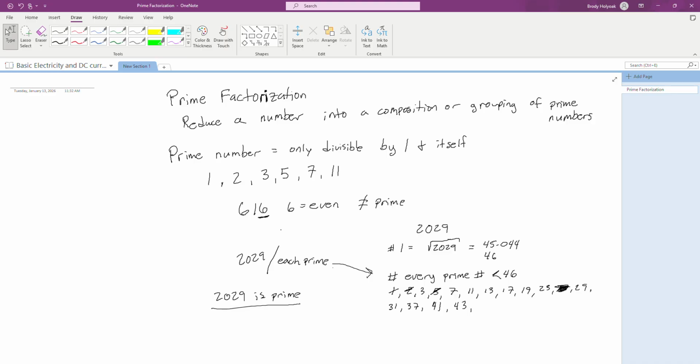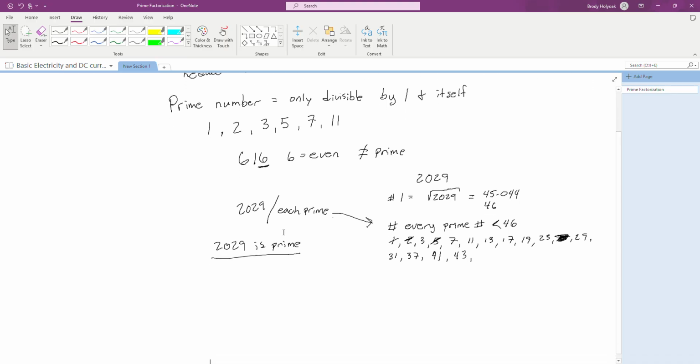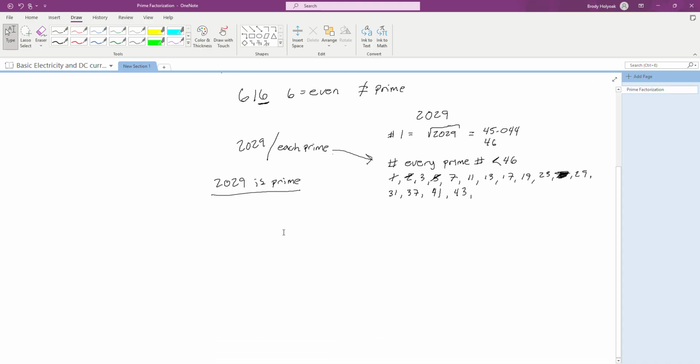All right, so let's come back to this 616 value that we were looking at. So 616 we determined is not prime, and it can be factored down.